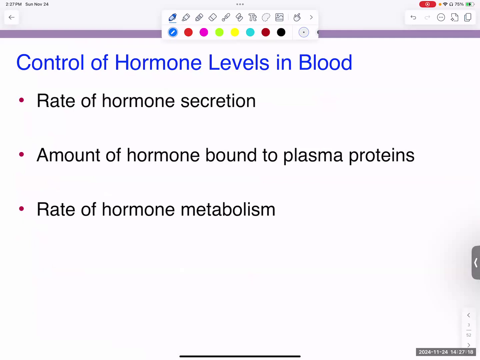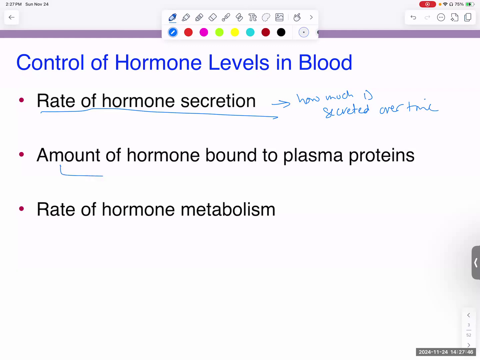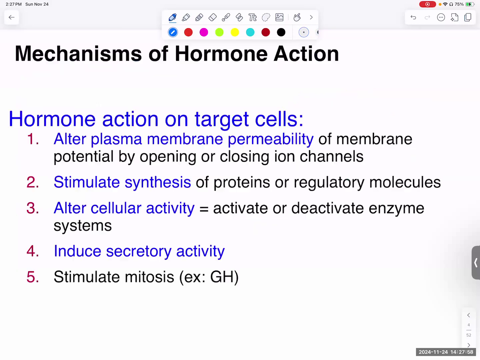As it pertains, though, to metabolism, we're going to kind of focus on digestion and metabolism. These endocrine glands control the rate of hormone secretion. So rate would be how much is secreted over time. The amount, right? How much is bound to plasma proteins in the blood, and how much or how fast it's being broken down is hormone metabolism. So mechanisms of hormone action.